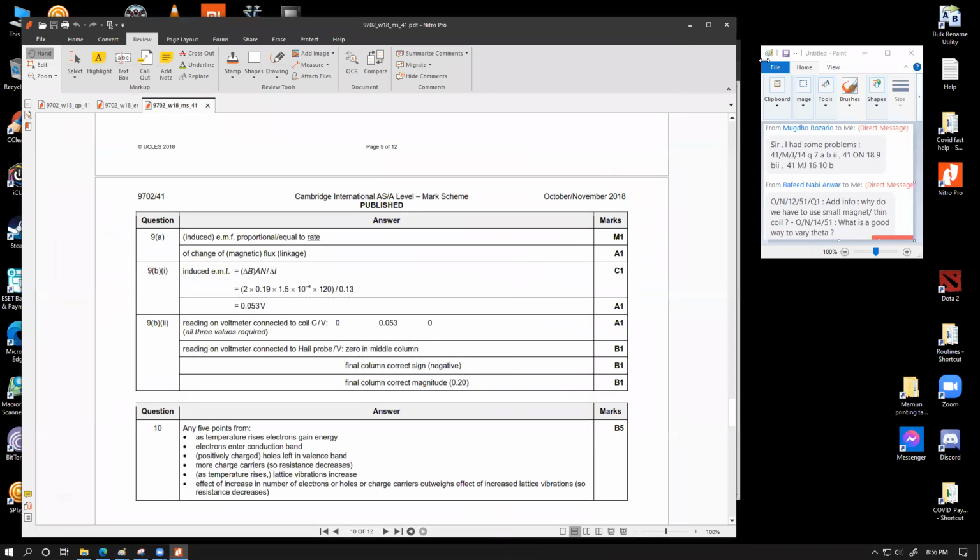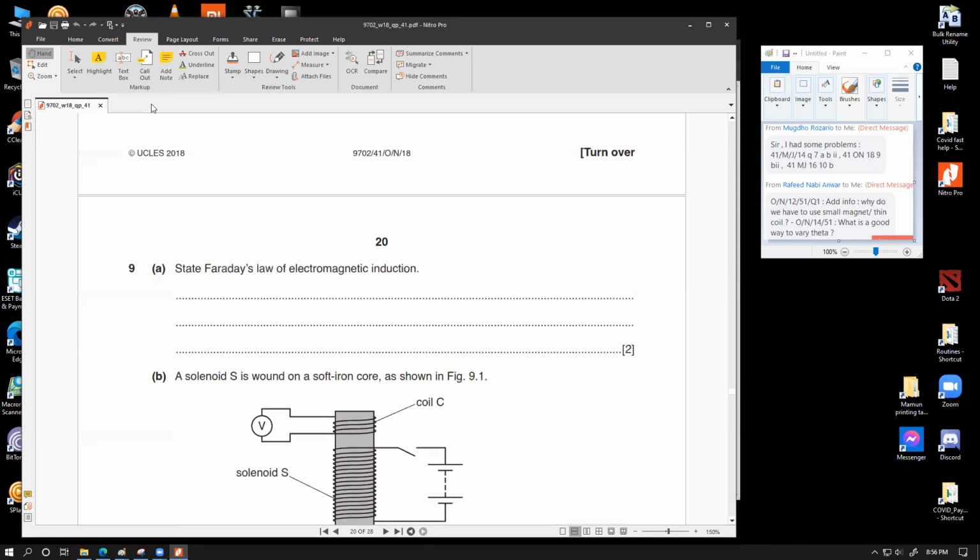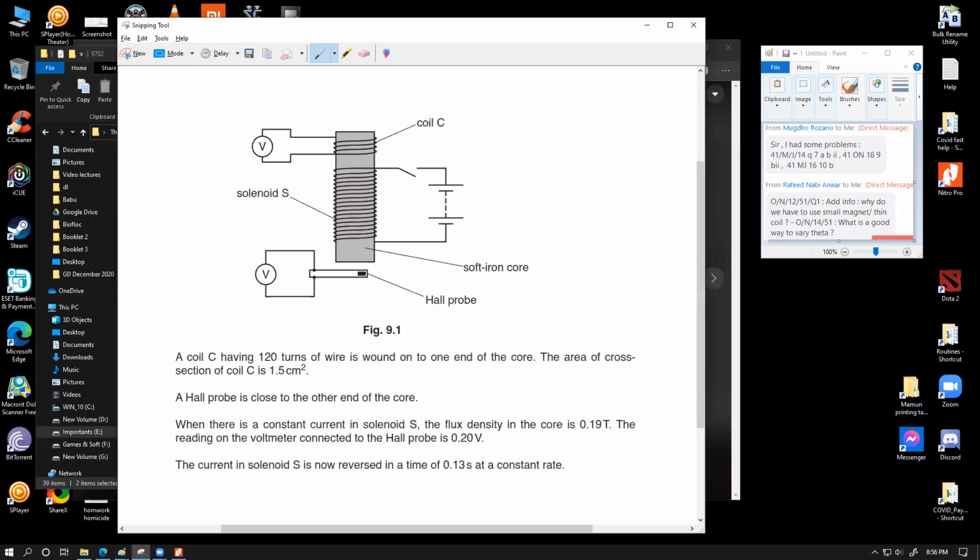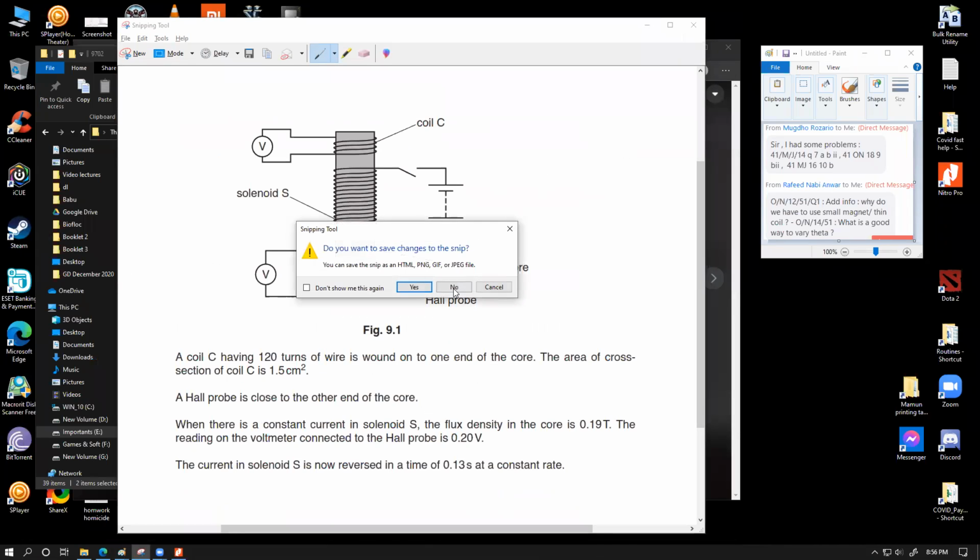All right, we have completed the list for Mugdho. Then we're going to Anna, there's another problem. Measure 1641 10B. Let's look it up. Measure 1641 10.